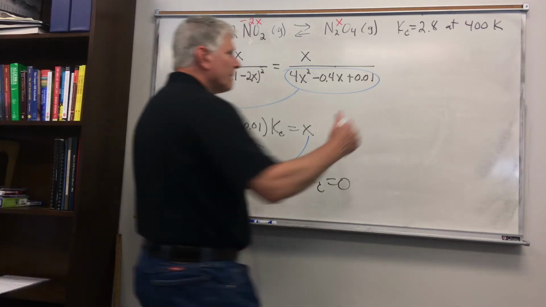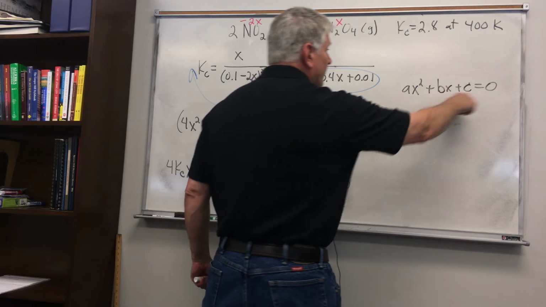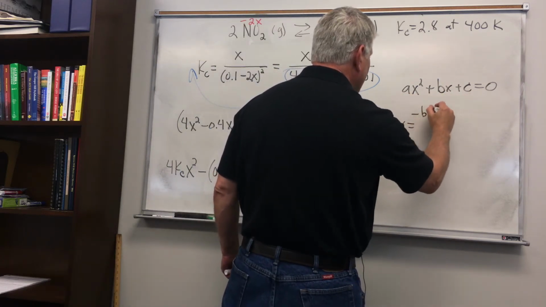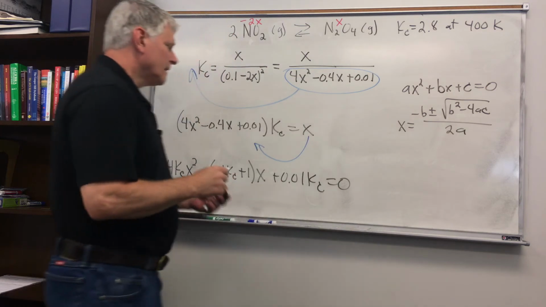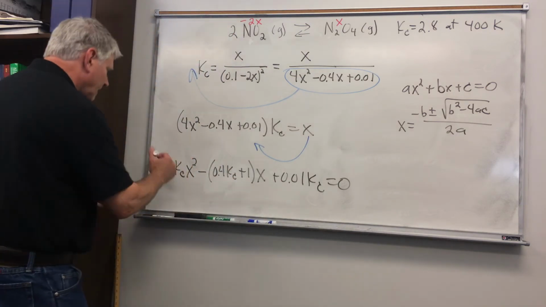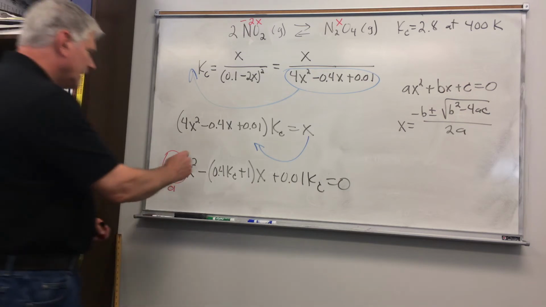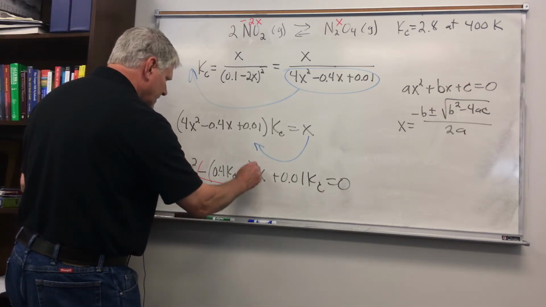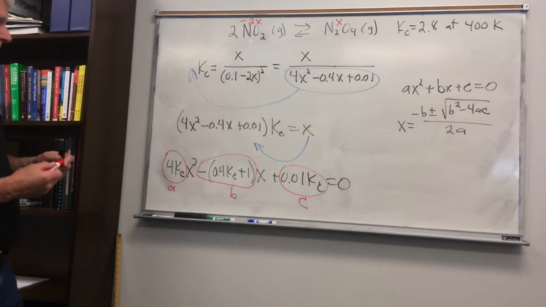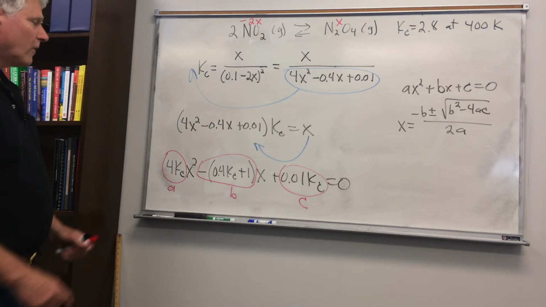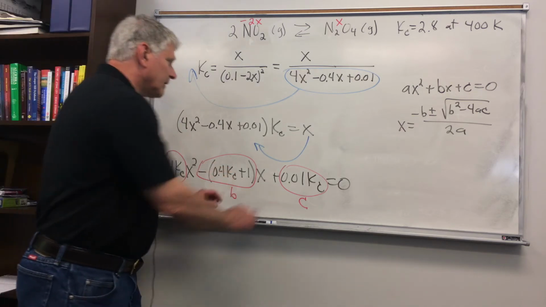So this is of the form ax² + bx + c = 0, which you've seen. If I have a polynomial in this form, I can use the quadratic expression to solve for x. And in my case, four times Kc is a, and then minus this is b, and that is c. So I can just plug those into the quadratic expression and solve for x. Doing so will give me two values for x, and I'll show you how to handle that.